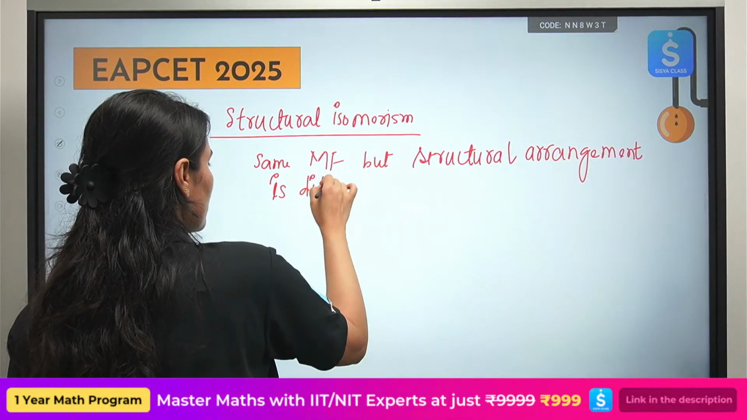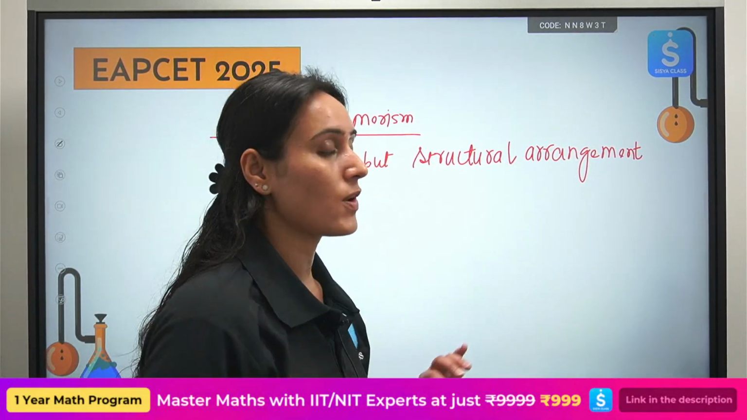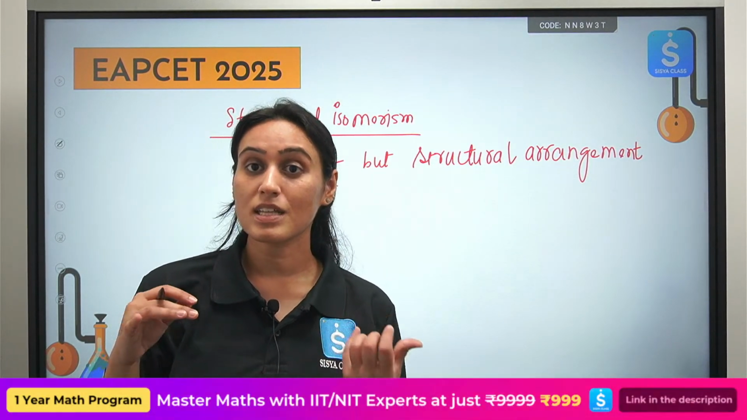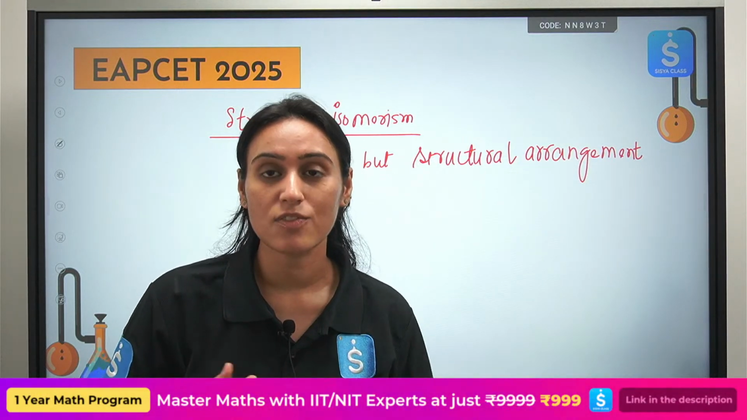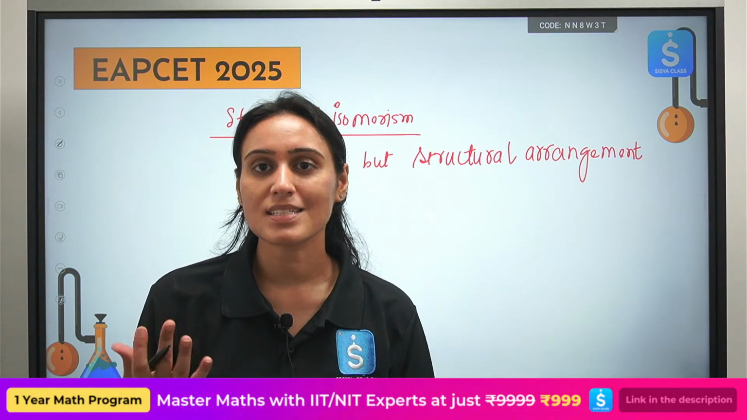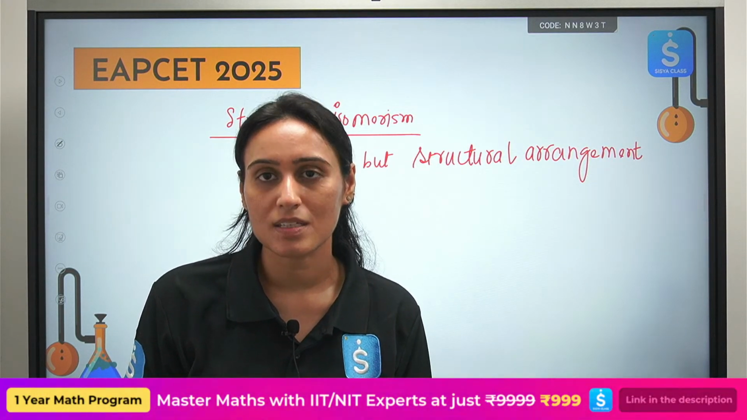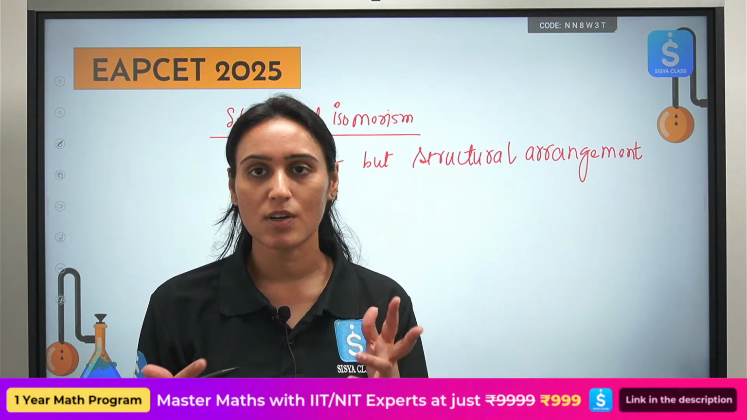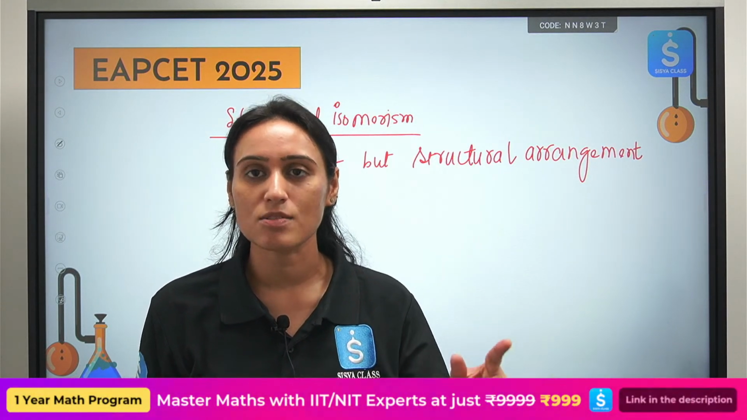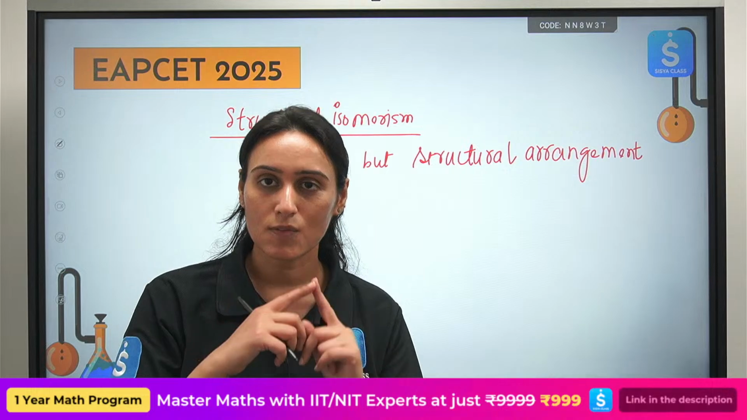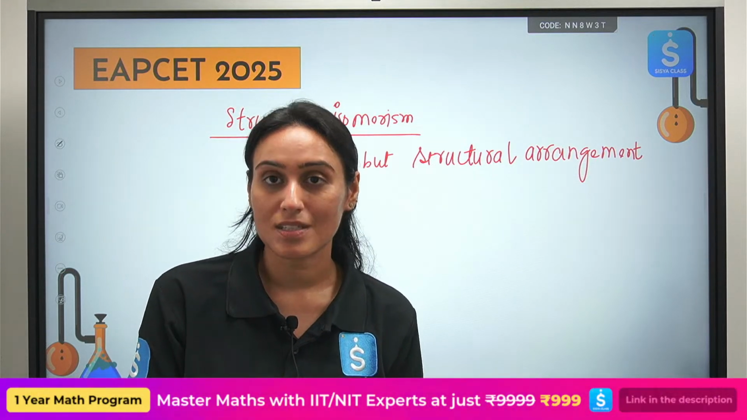So you don't have to cram this definition, but you just have to understand what you mean by that. There are certain compounds which have the exact same molecular formula, but their properties are different. Their structural arrangement is different. What do we call such compounds? We call such compounds structural isomers of each other. And within structural isomerism, you have further sub-classification.